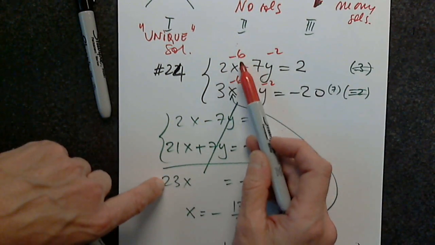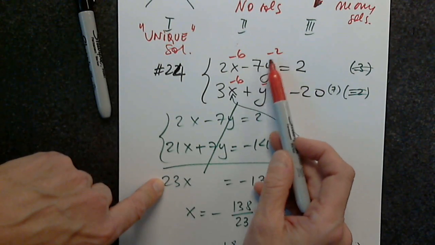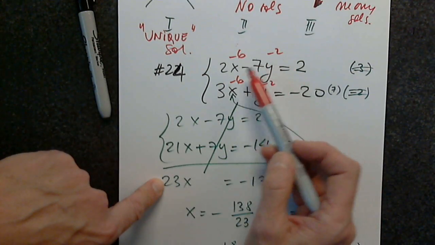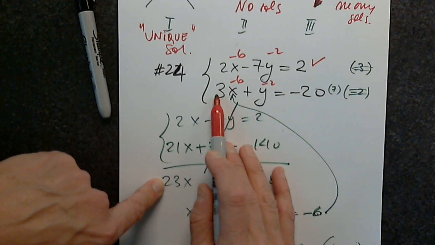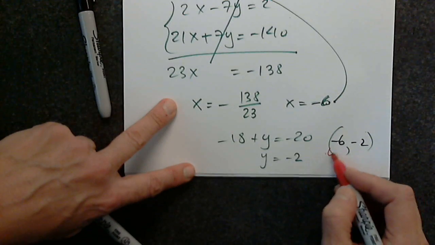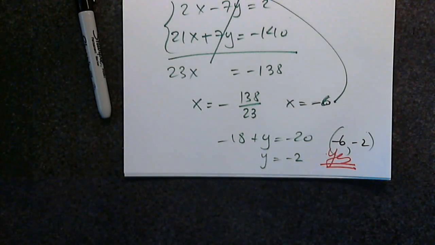Let's try. 2 times -6 is -12 plus 14, because -2 times -7 is plus 14. -12 plus 14 is 2. Check. This is -18, and then -2 is -20. Check. Only now I can say yes, this is indeed correct. Any questions?